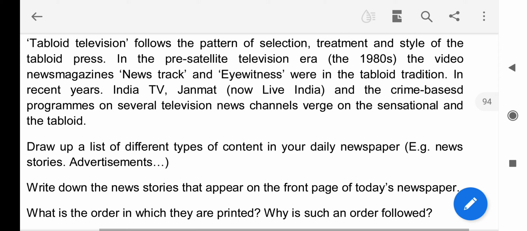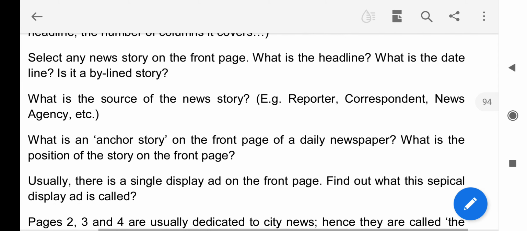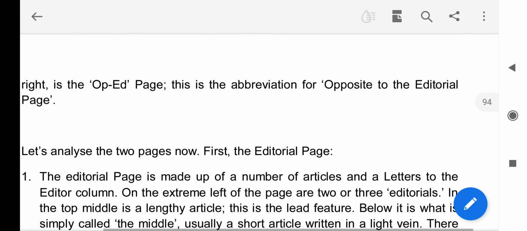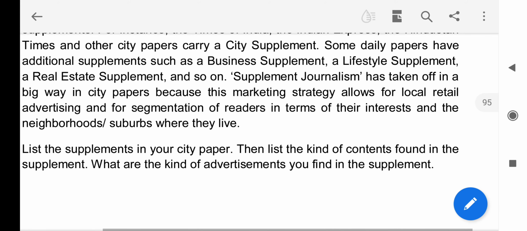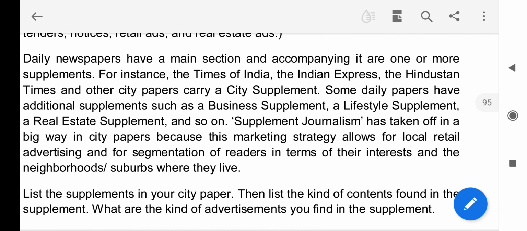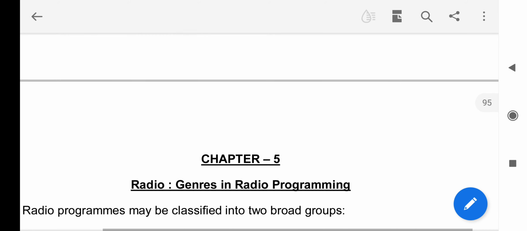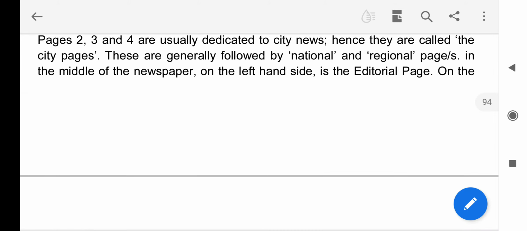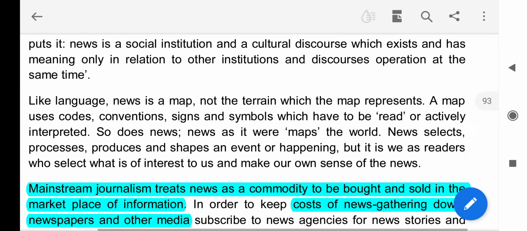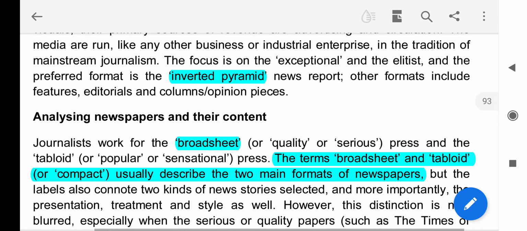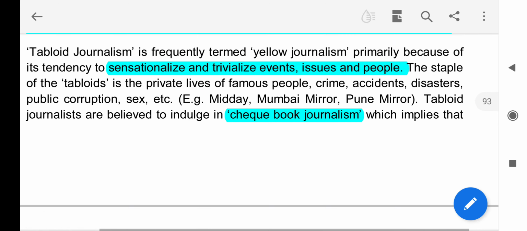Now, there are some activities that I have discussed that you are asked to do, and with that we finish this chapter. This chapter was a small chapter, and I will discuss the inverted pyramid in our next class.